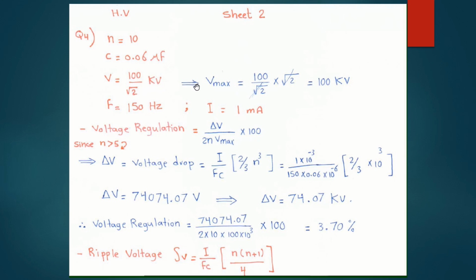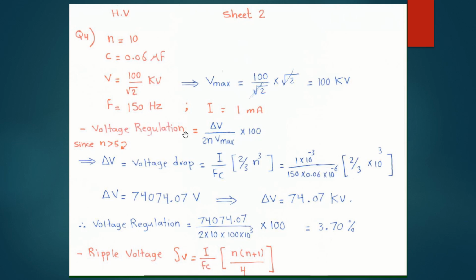To find Vmax, we have to multiply it by root 2. So 100 divided by root 2 into root 2 will give us 100 kilovolt, because this root 2 will cancel with this root 2 here. Okay, and the frequency as given in the question is 150 hertz, and the current as given in the question is 1 milliampere.